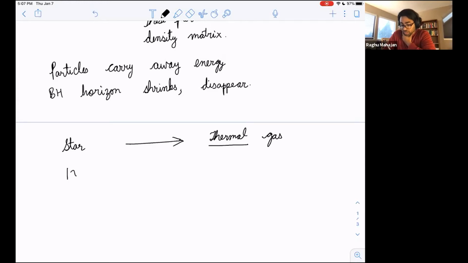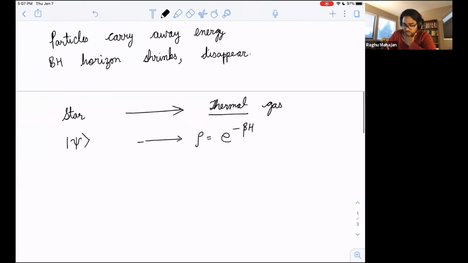This could have been in some pure state, a wave vector, and this evolution evolves us into some kind of density matrix, some kind of e to the minus beta H. And the information problem is that this is inconsistent with unitary evolution.